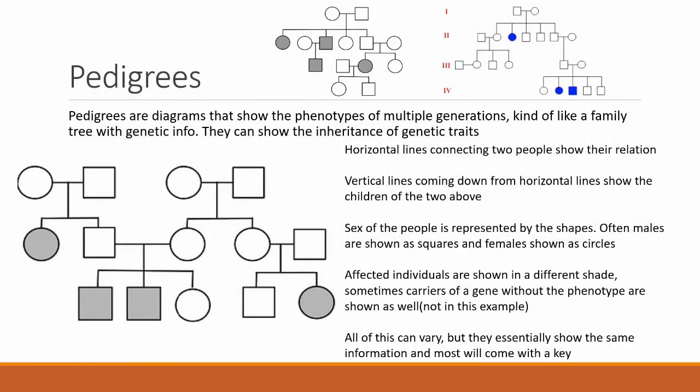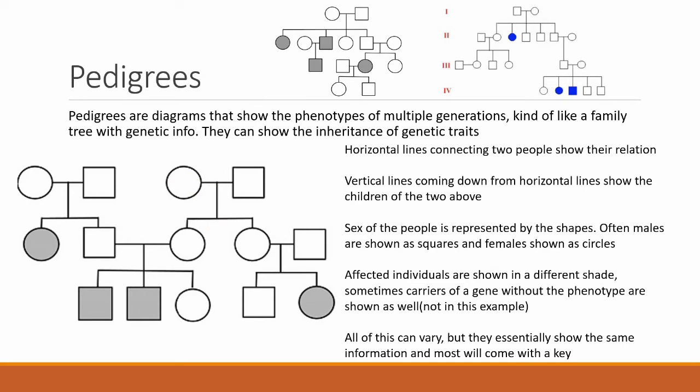Next, let's have a look at pedigrees. Pedigrees are diagrams that show the phenotypes of multiple generations, so it's kind of like a family tree but with genetic information, and they can show the inheritance of genetic traits. Horizontal lines, like these, show the connection between two people. Vertical lines coming down from horizontal lines, like this, show the children of the two above.